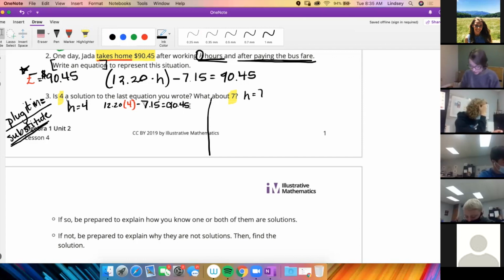All right. I know I didn't tell y'all to get a calculator, so I'm just going to do it on my phone. So we have 12.20 times 4, and that's 48.80 minus 7.15 equals 90.45. So we're going to subtract 7.15, and that's 41.65.